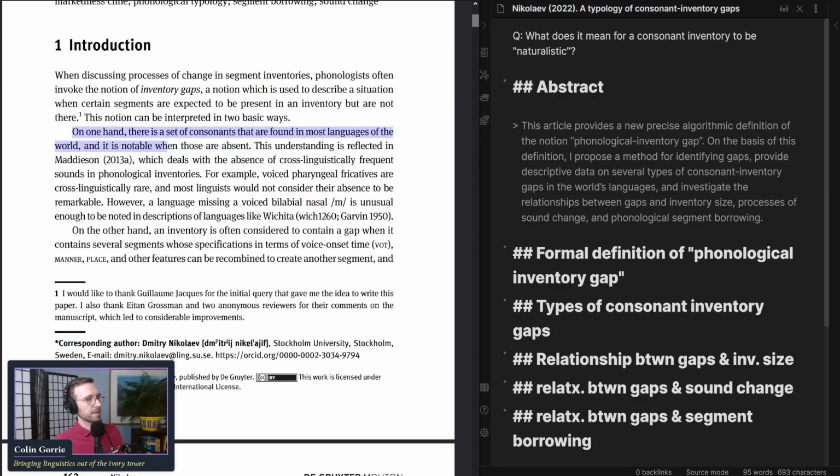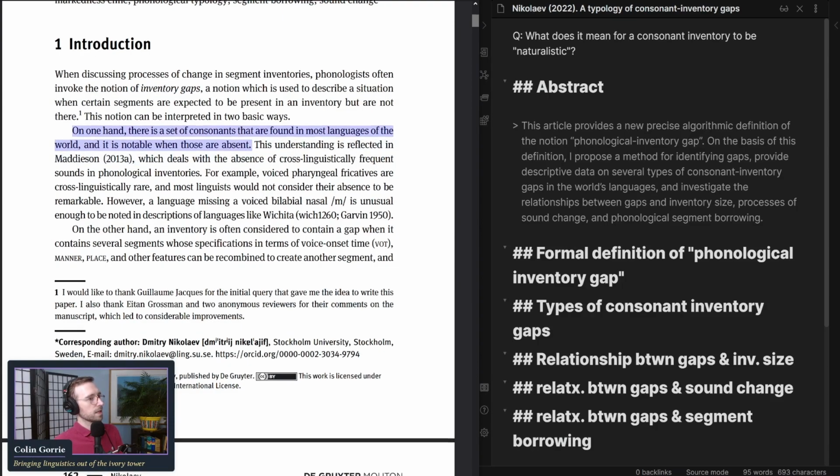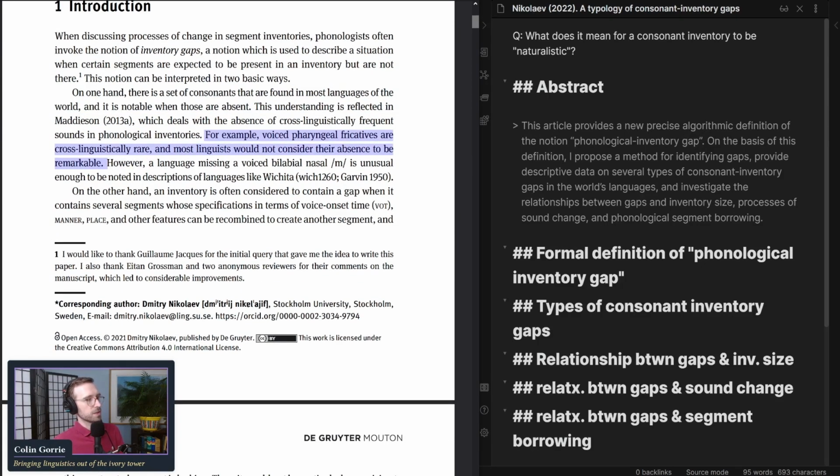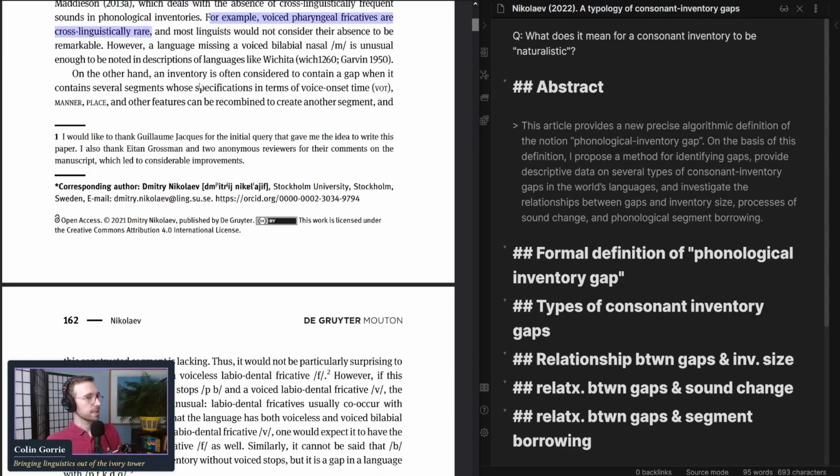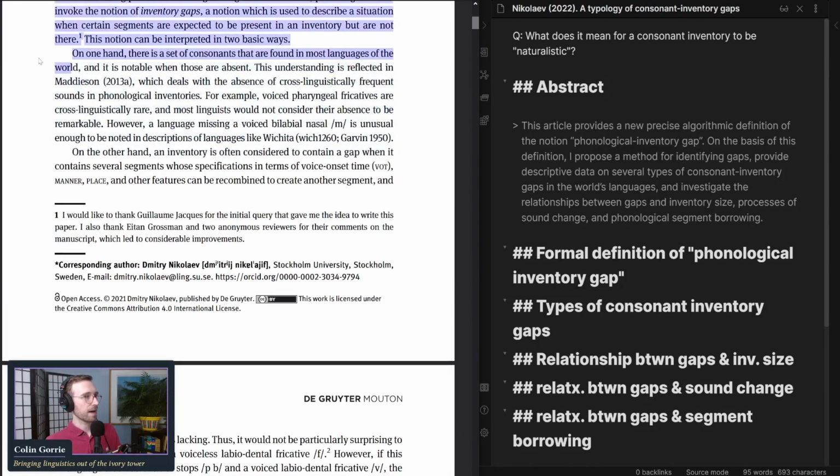Yeah, these commonly found consonants are absent, but we also don't want to. So let's look at this example. M is a common consonant. If it's rare, that's something that makes us sort of perk up and say, oh, that's interesting, a language that doesn't have M. Whereas voiced pharyngeal fricatives are rare enough on their own, and we don't consider that to be a gap. So that's one definition of gap.